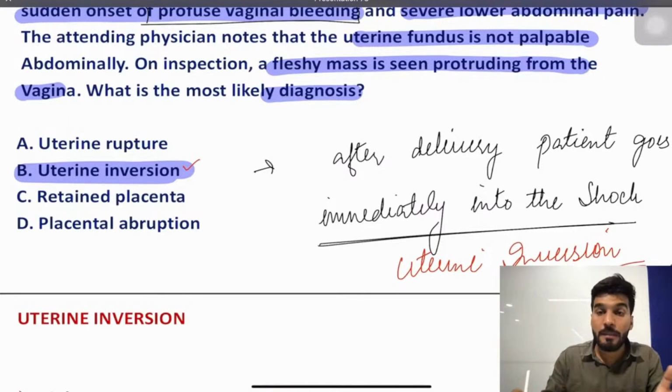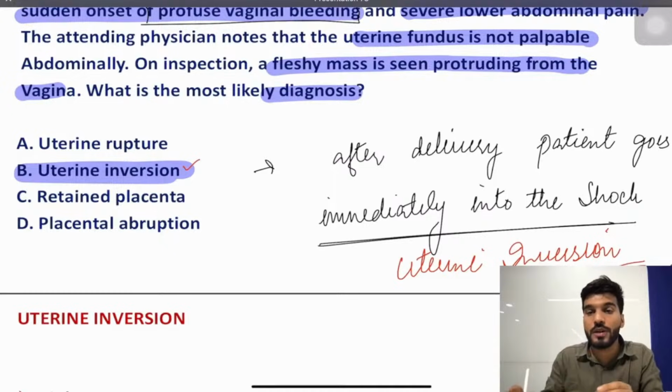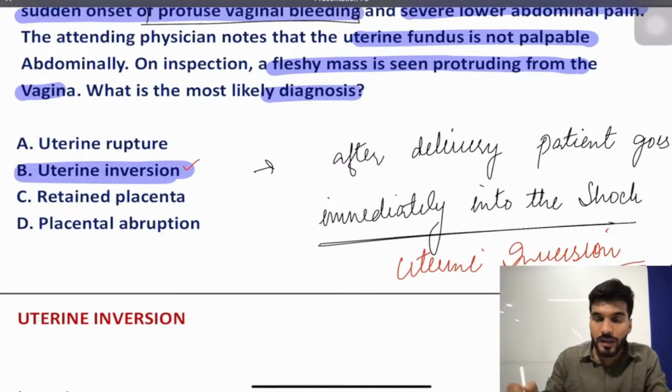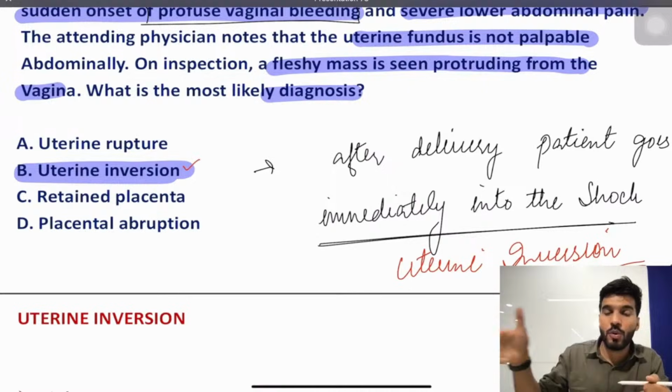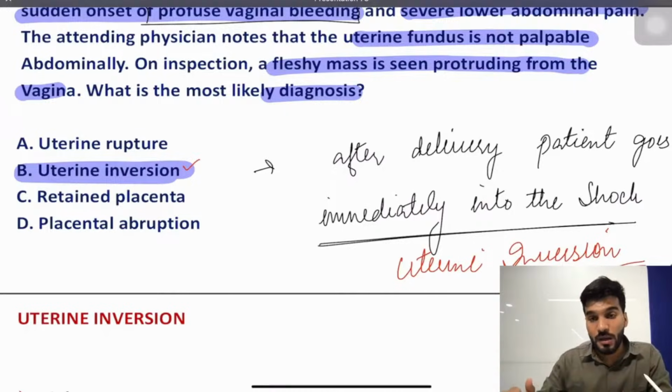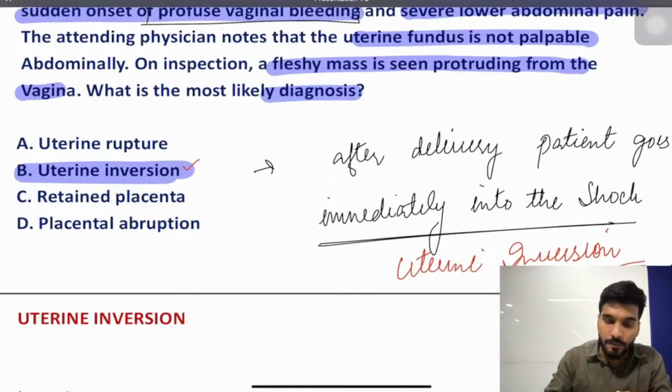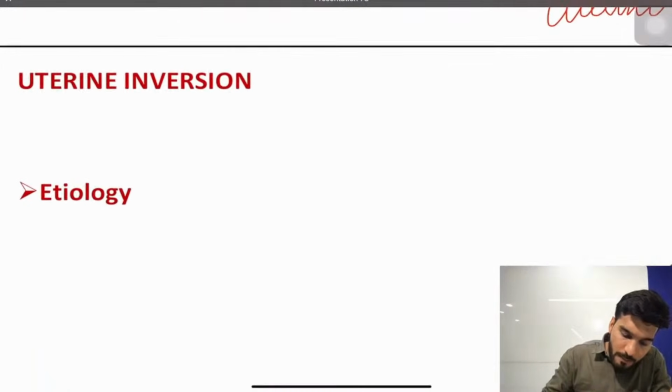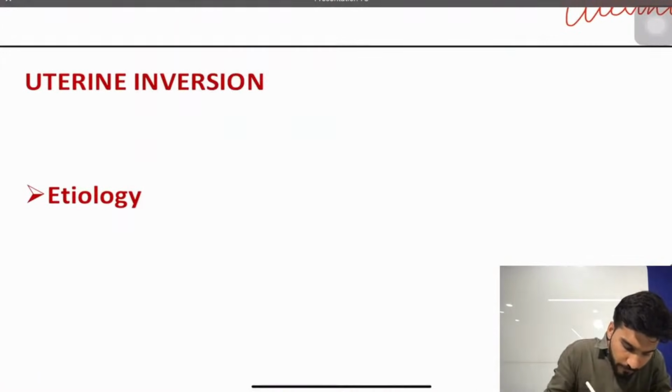If the question mentions unexplained shock with hypotension, hypoxia and coagulopathy, that means something from the amniotic fluid contents is going into the maternal circulation, and pregnancy is a hypercoagulable state. So that condition is called amniotic fluid embolism. I will come to that as well, but here let's clear it down. What is uterine inversion? If we define uterine inversion in simple words, it is prolapse of the fundus of the uterus.